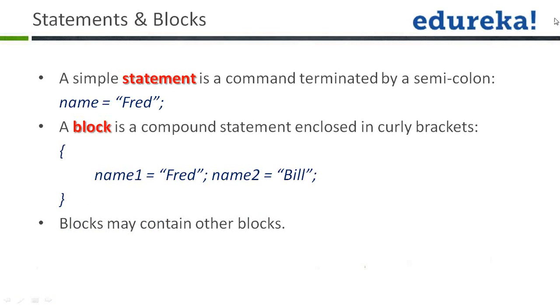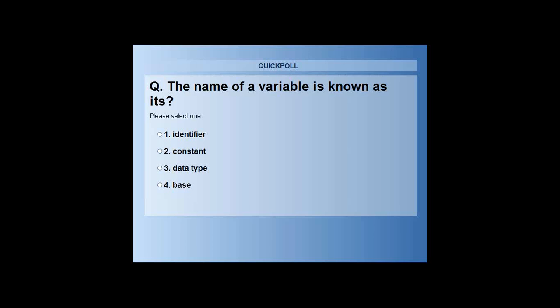Now on this note, one question again. Okay, I was just waiting for this slide, and a very simple question for all of you. The name of a variable is known as its identifier, constant, data type, or base. You just have to click on the polling screen as you did the last time. So what do you think? The name of a variable is identifier, constant, data type, or base. 74% people have voted. What about the rest of you?